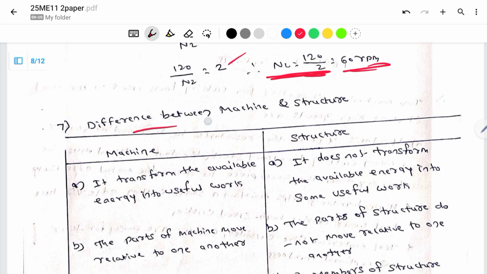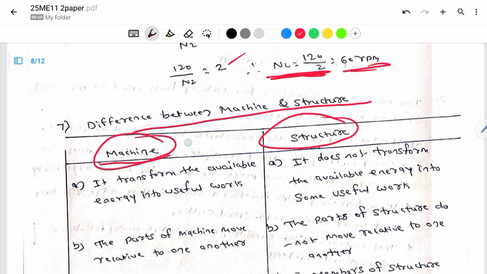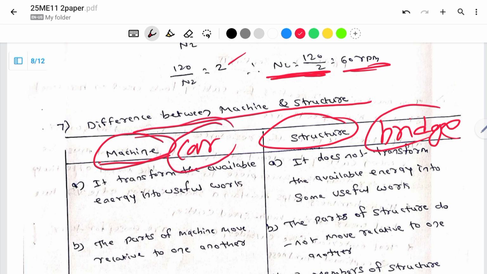So next question is the difference between the machine and the structure. Let me give the example. A car is a machine and a bridge is a structure. By examples you can analyze here. So a car has moving parts. Does a bridge have moving parts? No. So the bridge is steady. So here the car is moving with the load and a bridge is only taking the load. It is not moving.